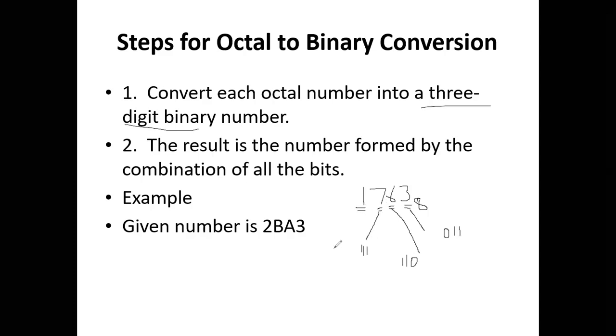1 converted to binary will be 1. But it has to be 3 groups, so I'll put placeholders there. You can't put placeholders after the 1 because it will distort your number. Because if you have a number like this one, it's not the same as 0, 0, 1. So I'll put the zeros in front here, not after the number. So this is what I needed to mention.